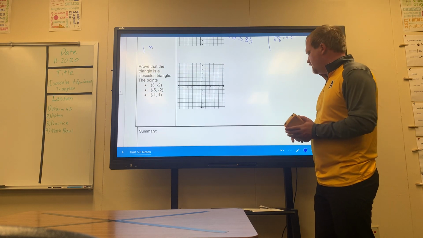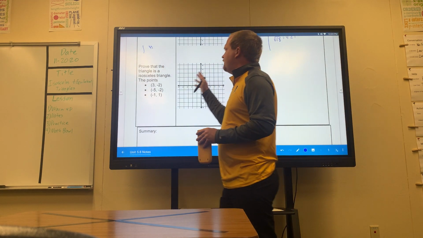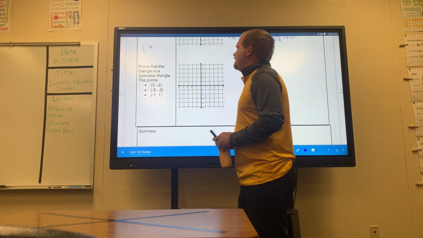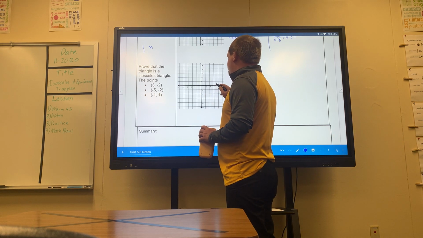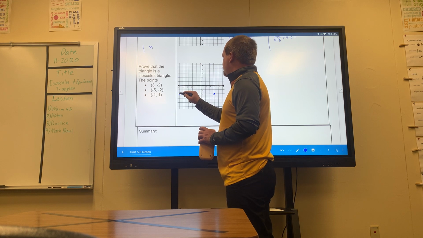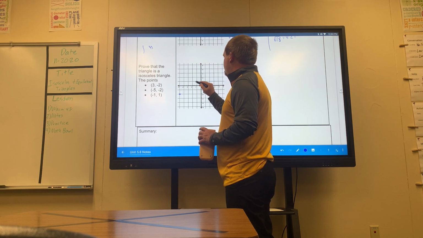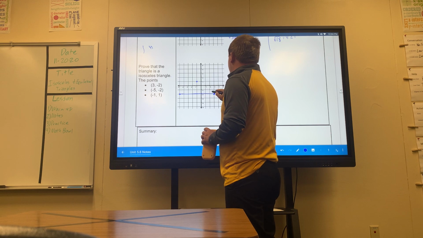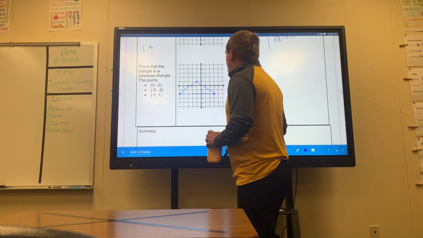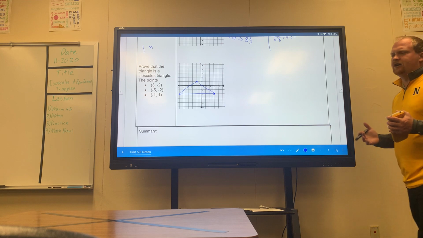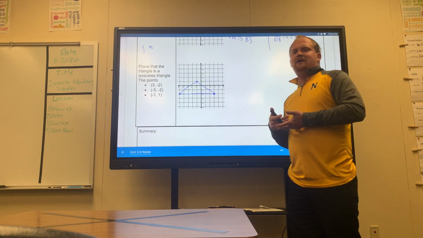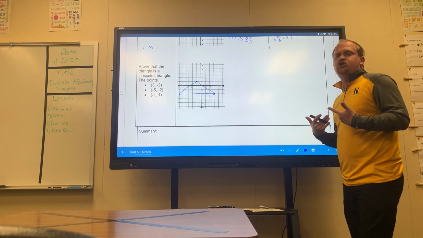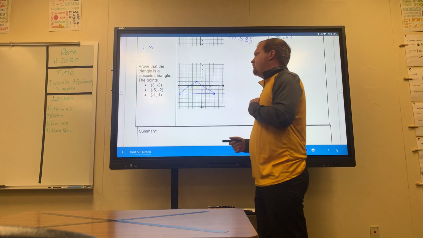Now, let's say we have this figure, we have these points right here. Prove that the triangle is an isosceles triangle. So I have the points 3, negative 2, negative 5, negative 2, negative 1, 1. Well, it looks like an isosceles triangle, but I want to prove it, okay? Which basically means show your work. We want to show our work to know that this is an isosceles triangle.